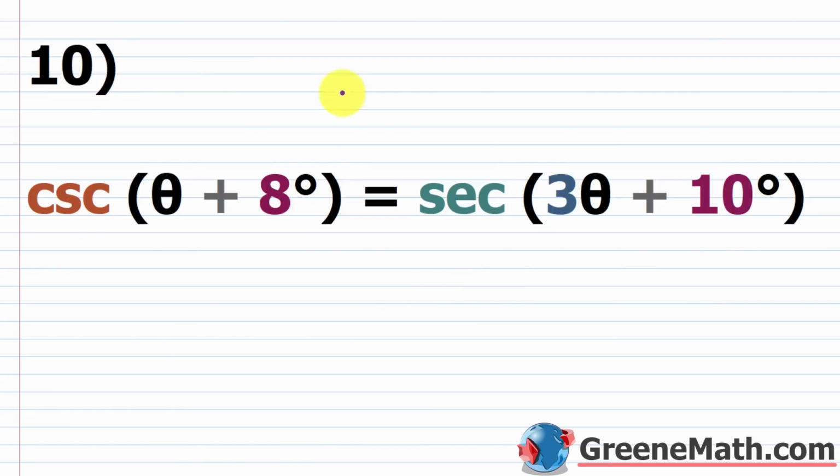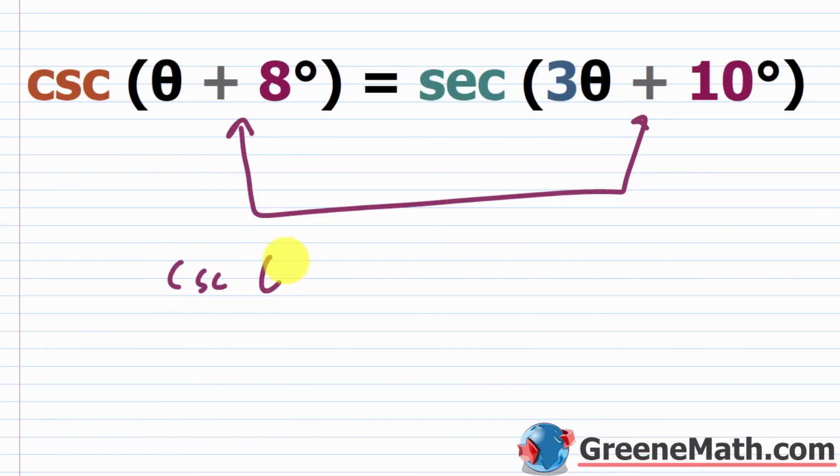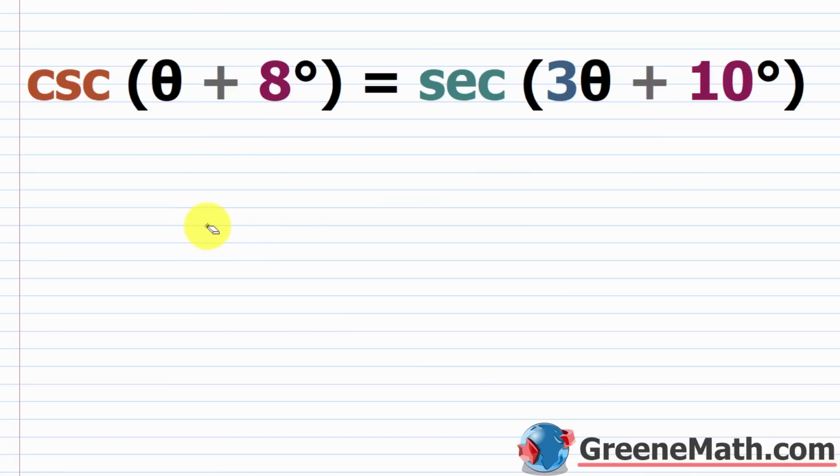Okay, let's take a look at problem number 10. So we have the cosecant of your theta plus 8 degrees is equal to the secant of 3 theta plus 10 degrees. Okay, so again, this guy plus this guy, that's going to be equal to 90 degrees because the cosecant of theta, where theta is some acute angle, is equal to the secant of your 90 degrees minus your theta. Okay, so if you take this and you add it to this, you get 90 degrees. So all I'm going to do here is take theta plus 8 degrees, then plus 3 theta, then plus 10 degrees, and set this equal to 90 degrees.